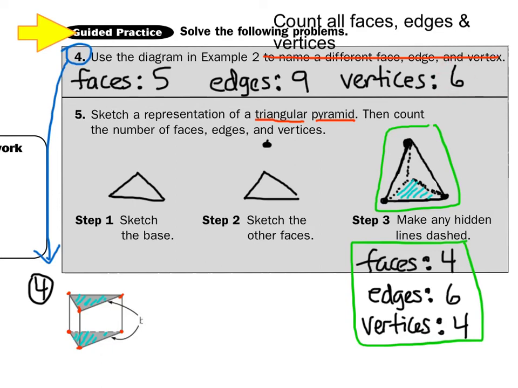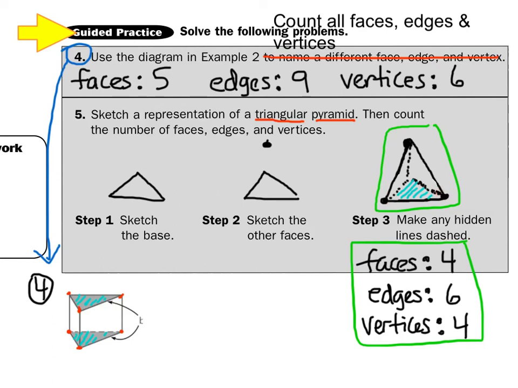Okay, and then on number 5, they want us to sketch a triangular pyramid. So I kind of broke it down for you step by step. The first thing I do is I sketch a triangle for the base. The second thing I do is I just put a dot above the triangle. And then the third thing I do is I connect the base to the dot. So I connect, connect, connect for the front face that I can see, and then I use dotted lines for the back.